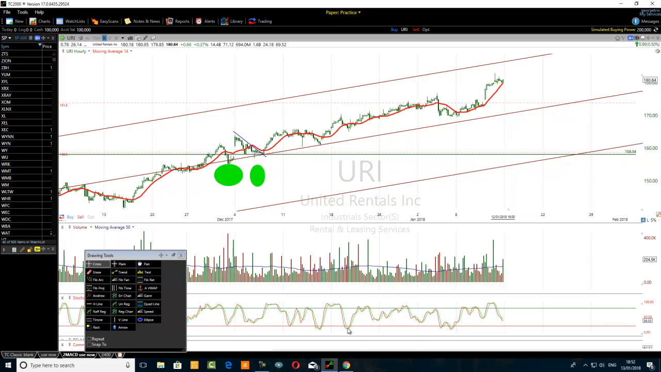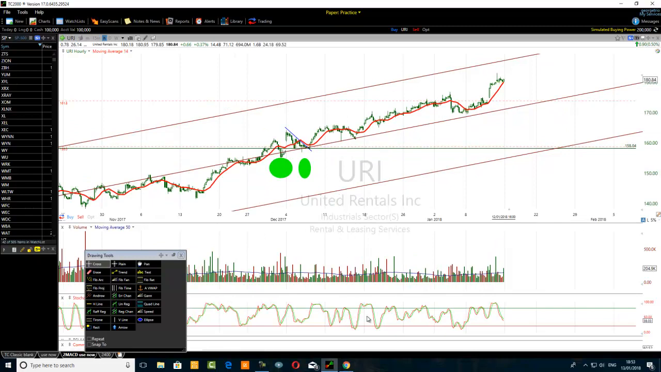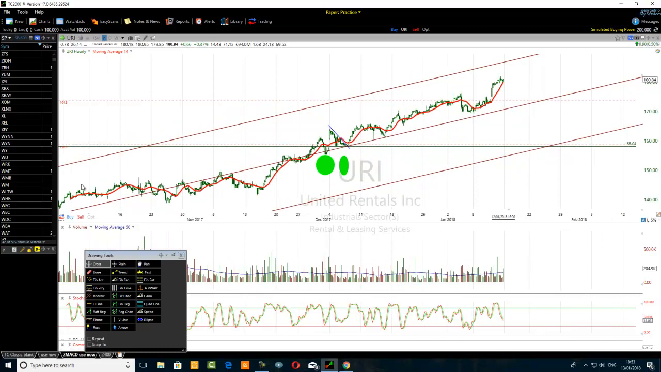We can use the stochastic oversold and overbought on a 30-minute time frame. All right. So if you are using a stochastic overbought and oversold, understand that overbought means resistance, oversold means support. Then you have to draw your channel.